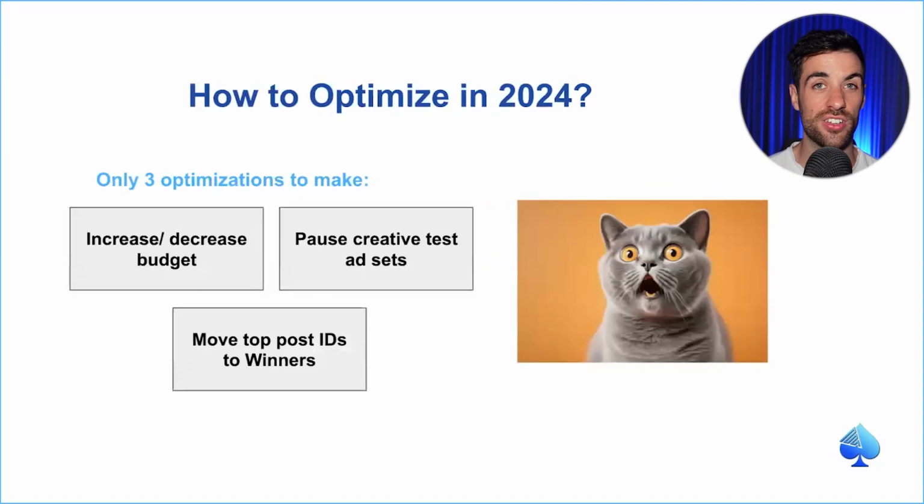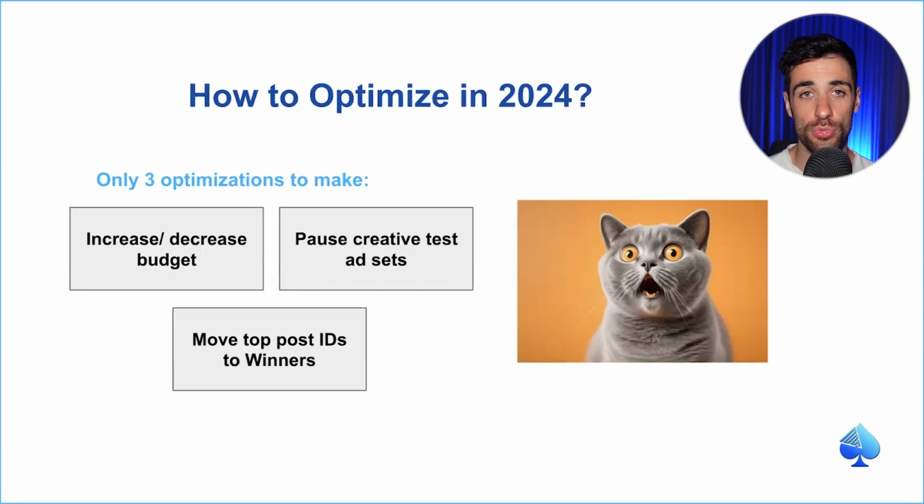Now it's very heavily creative focused. So how do you optimize in 2024? Well, there's only 3 ways that you should be optimizing your Facebook ad account in 2024. That's to increase and decrease the budget. The second way is to pause creative tests, ad sets.